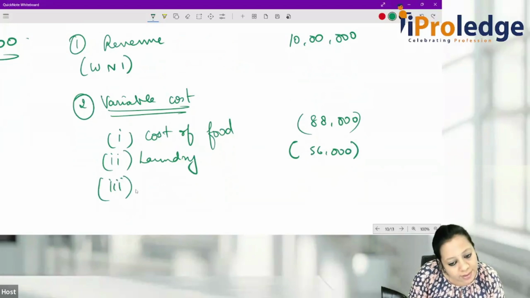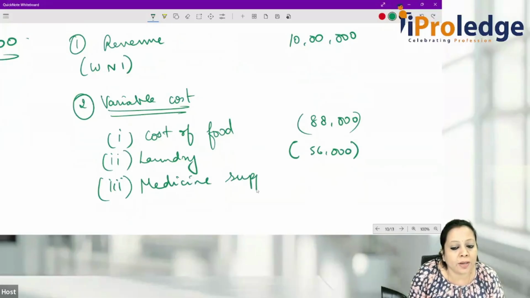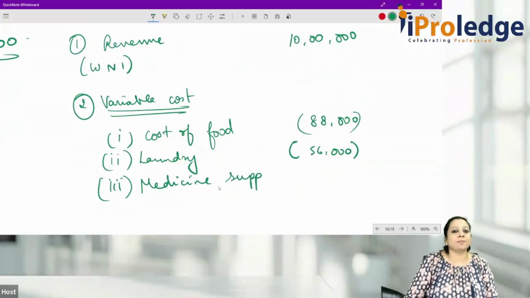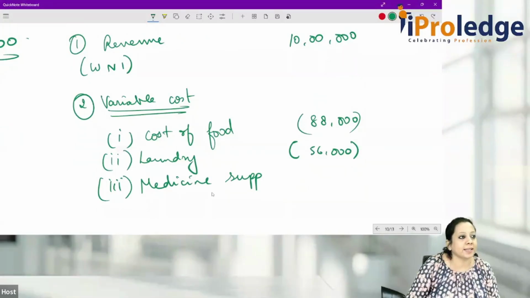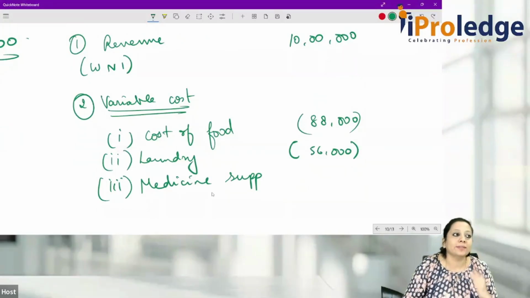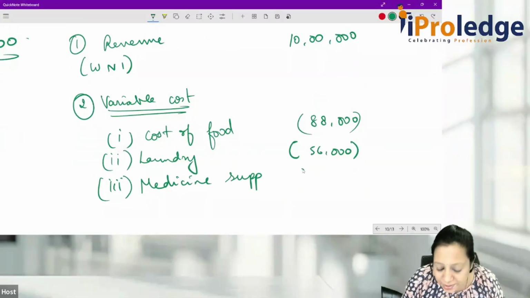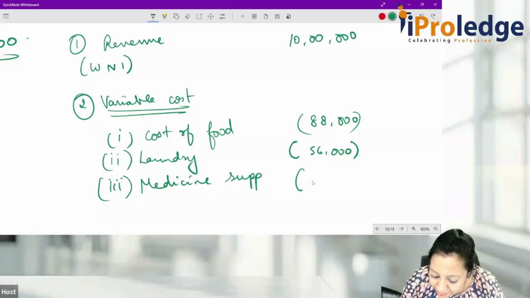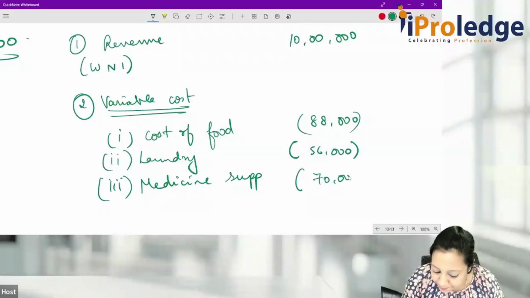Medicines supplied will also be variable. No matter what, this much food, this much laundry, this much medicine only I will give. Like that we can't say. But this much salary only I will give. That we can say. Yes. So it is going to be 56, 88, 56, 70,000. Next one.